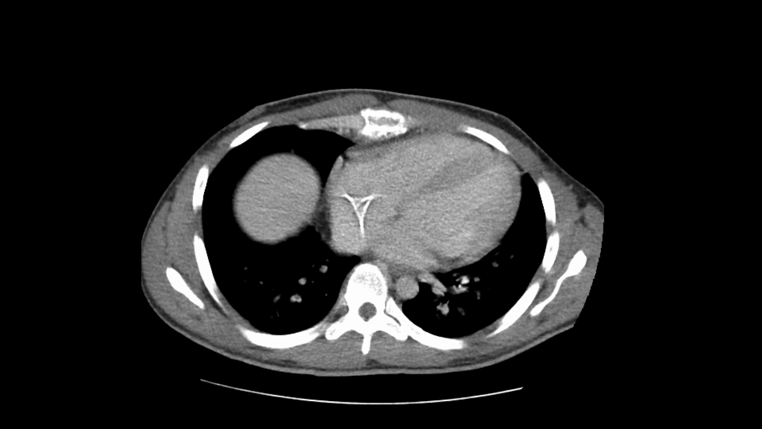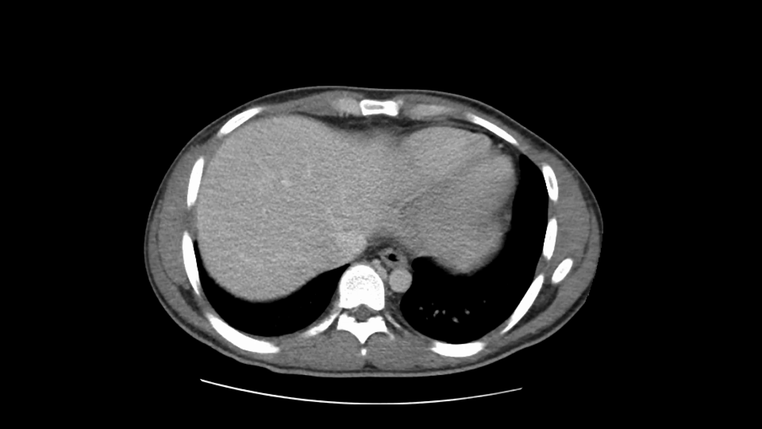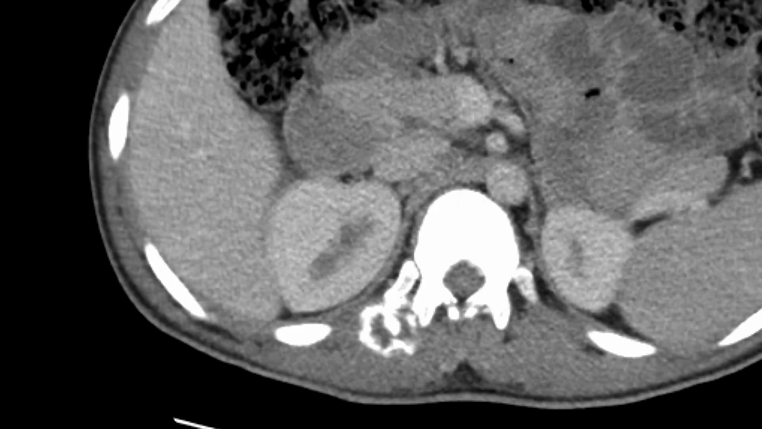This is a patient in their 20s who comes in with abdominal pain, and we get a CT scan with intravenous contrast to further evaluate this. And I want you to focus on the right kidney in this instance.